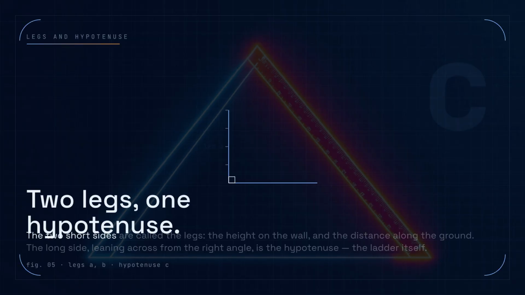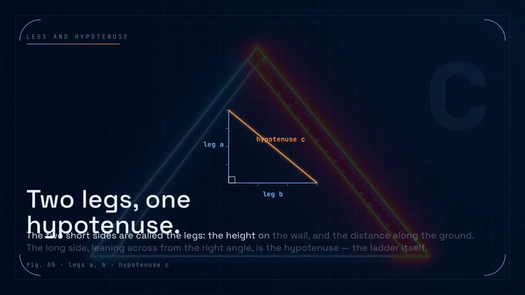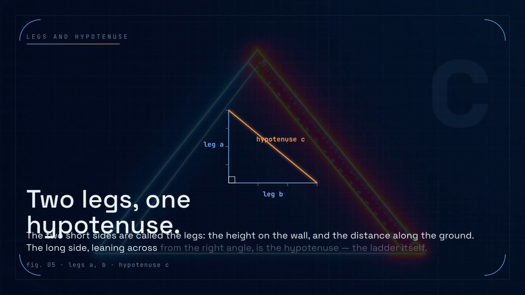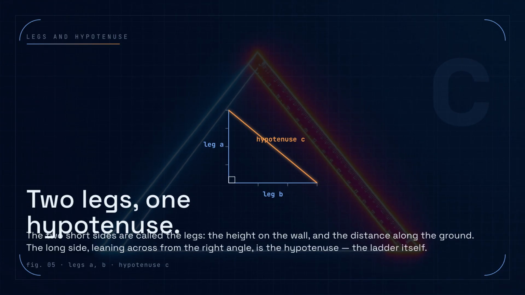The two short sides are called the legs, the height on the wall and the distance along the ground. The long side, leaning across from the right angle, is the hypotenuse, the ladder itself.